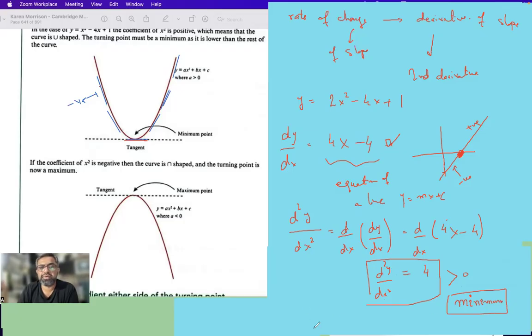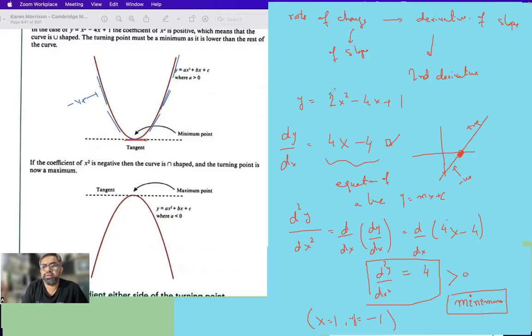So what was our turning point? We can find it from 4x minus 4, putting it equal to 0. So x is equal to 1, and y is equal to 2 minus 4 plus 1, which is going to be minus 1. So x is equal to 1, y is equal to minus 1. At that point, the graph is minimum.